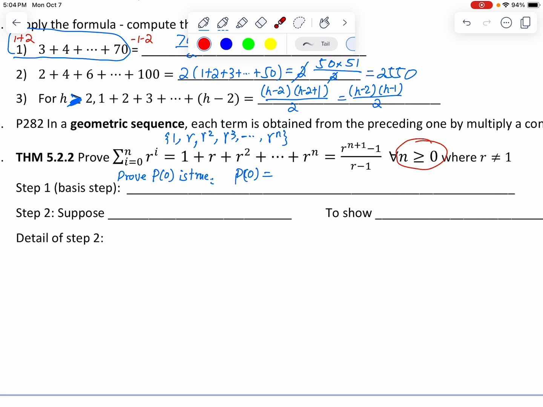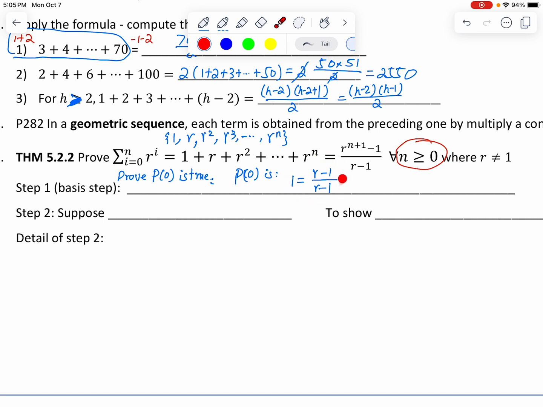The left side, n is 0, so you start with 1, plus the very last term should be r to the 0, which is 1, the same as what you begin with, which means you have only one term, right? So P(0) is the following: 1 equals the right hand side of P(0). When you let n be 0, you have r to the power 1 minus 1 on top, and the bottom is r minus 1. So this is what you need to prove.